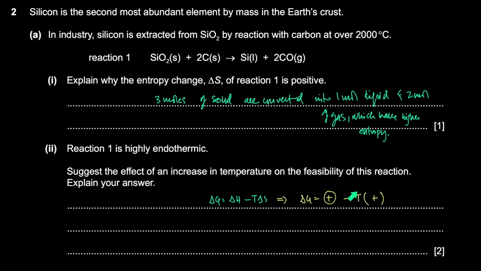So what happens if I increase the temperature? Now over here, what we can say is that if I increase the temperature, this minus T delta S term becomes more negative, because T is always positive and the entropy change is positive, so T delta S is positive. So minus T delta S is negative. Increase the temperature, this becomes more negative, therefore delta G becomes more negative. So we can say that if I increase the temperature, the feasibility increases.